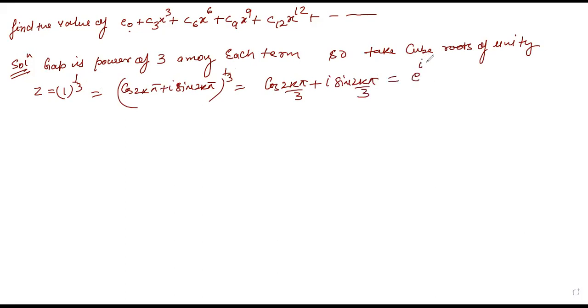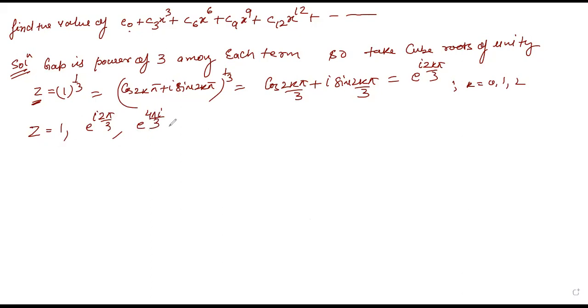That will be e raised to the power iota 2k pi by 3, and k will be 0, 1 and 2. That will always start from 0 and will be 1 lesser than the degree of z. Here the degree of z was 3 only. So if you put k equal to 0, 1 will come. If you put k equal to 1, that will come e raised to the power iota 2 pi by 3. And later if you put 2, e raised to the power 4 pi iota by 3 will come. Okay, got it?